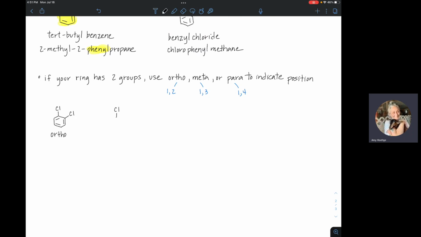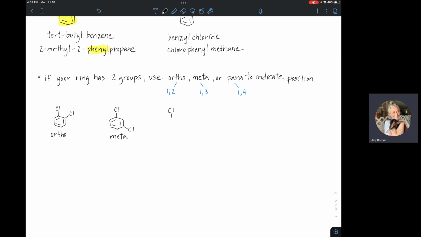Meta would look like this. So like in the 1, 3 position. So here's meta. If you were to name this, you would either say 1, 3 dash dichlorobenzene, or you could say meta dash dichlorobenzene, or just a little m is fine too.